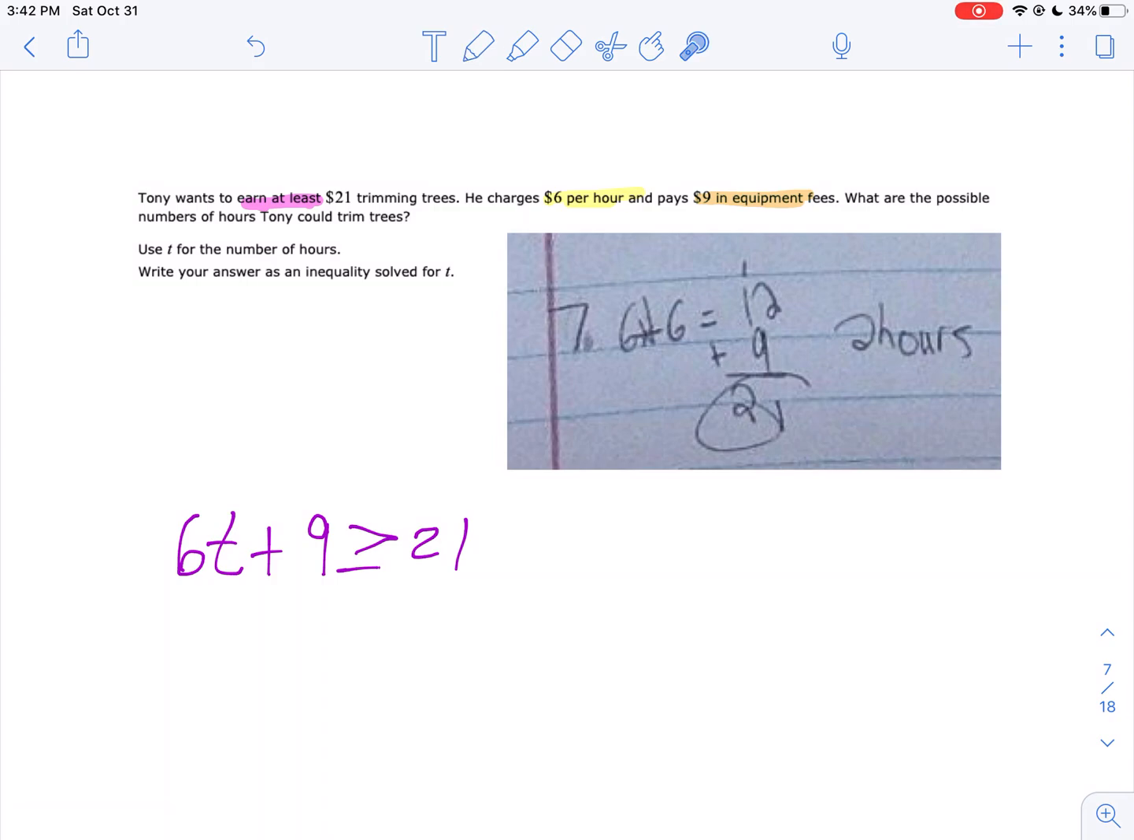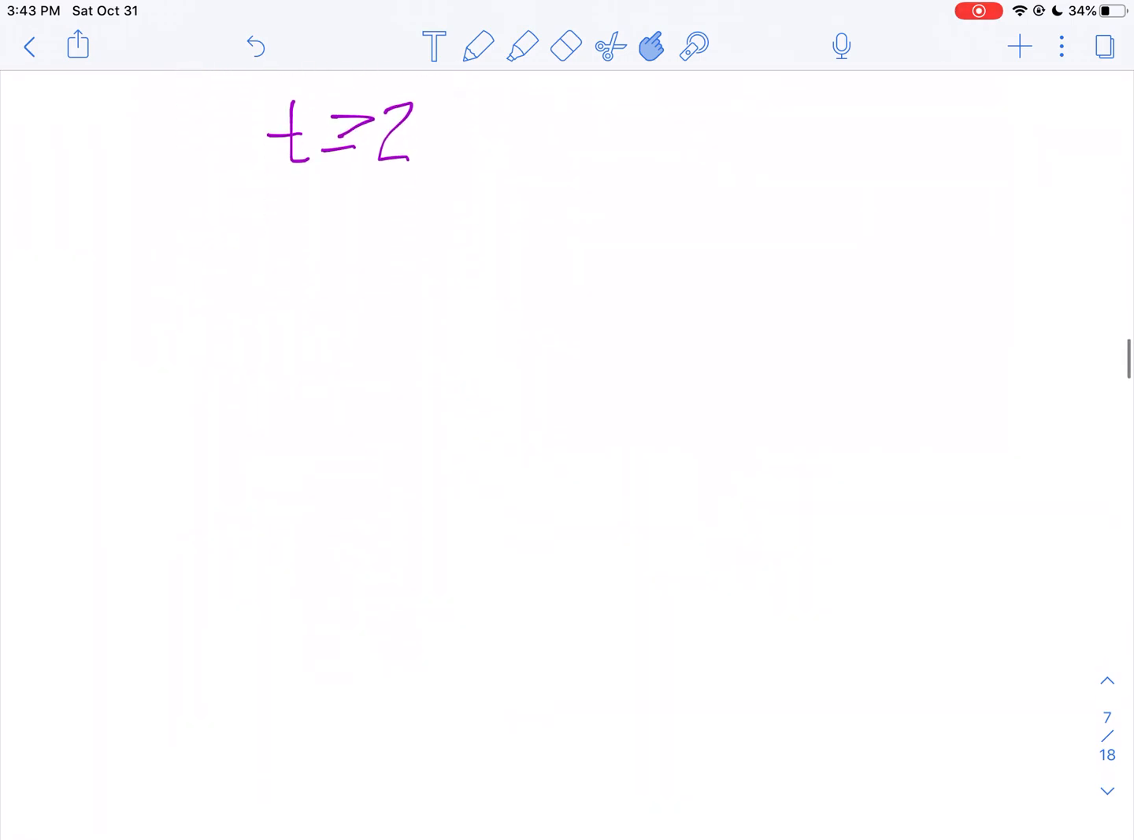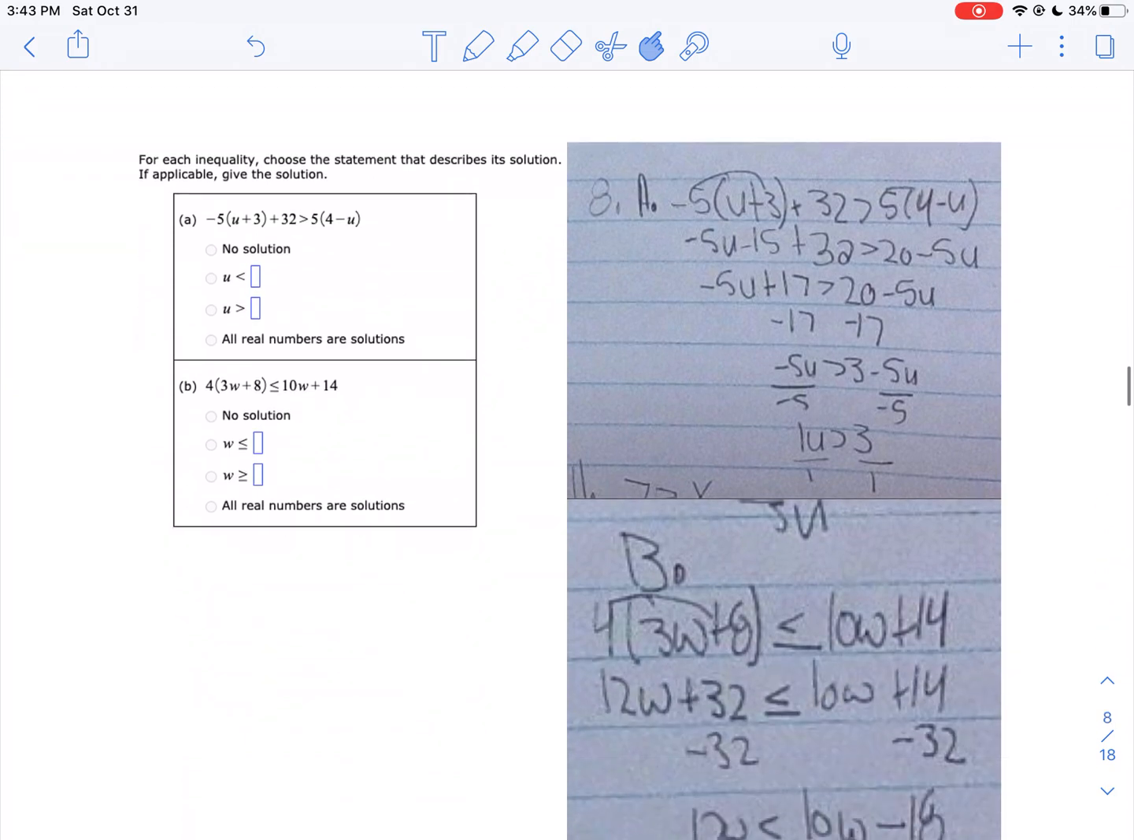Because I see 1 hour. Let me write that in. 1 hour, 2 hours, and you add 9, you get $21. So T should be greater than or equal to 2. So he's got to work at least 2 hours to make $21. He could earn more money if he works more than 2 hours, but that's all we had to do. Like I said, you're kind of on the right track there, but you didn't write your answer as an inequality.